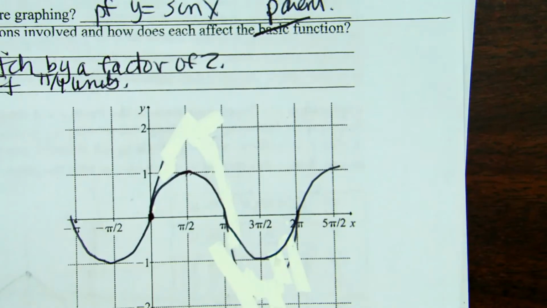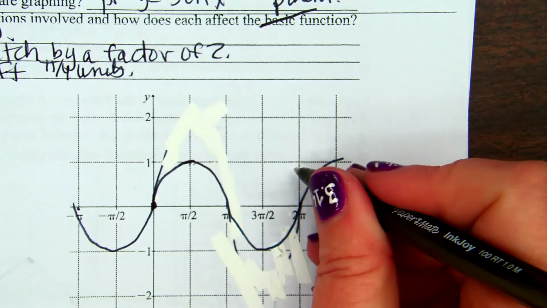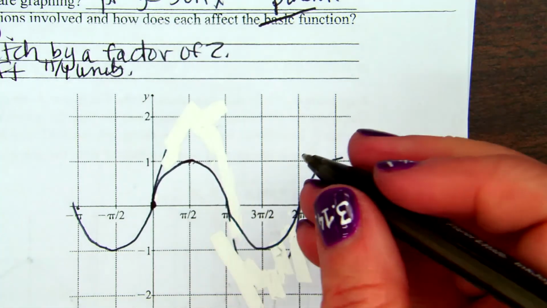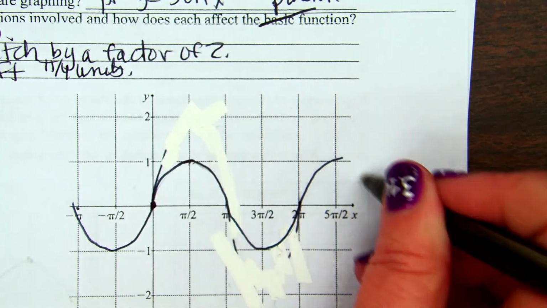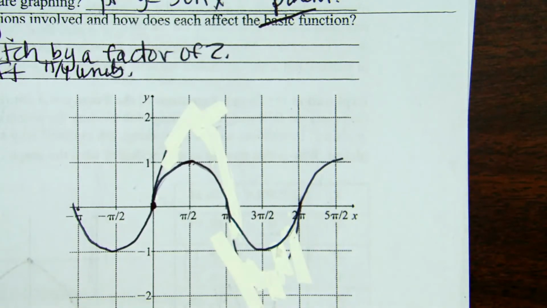Usually we do 2 periods. So we didn't quite do 2 periods. But we will when we do the homework. We'll do 2 periods. We'll do 1 curve and then another curve. Then we graph it upside down.